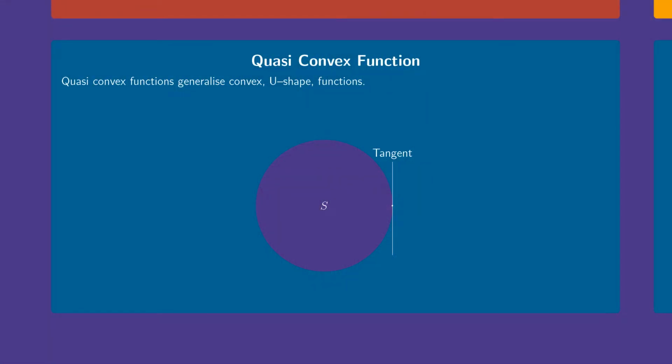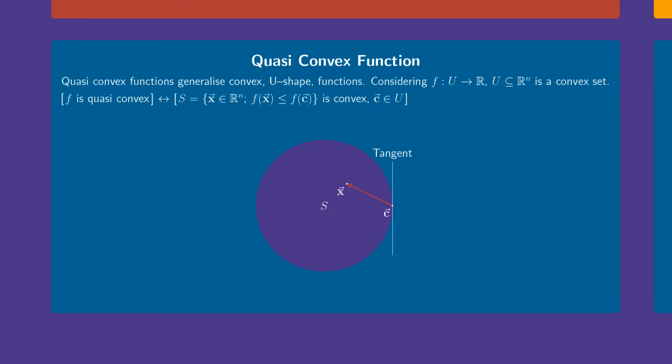Quasi-convex functions generalize convex, U-shaped functions. Given that the interior is a convex set, the function will be quasi-convex if and only if the set of points S that gives smaller or equal function values than a given point C is convex. For this, it is sufficient for the gradient of f at C to have an obtuse angle with all vectors going from C to any point of the set S.